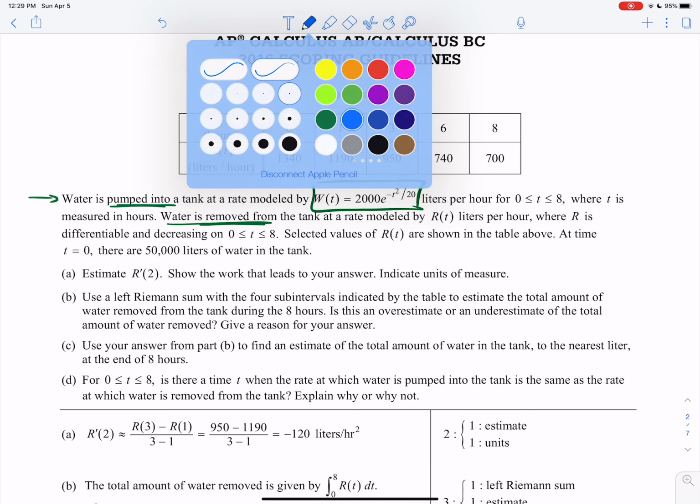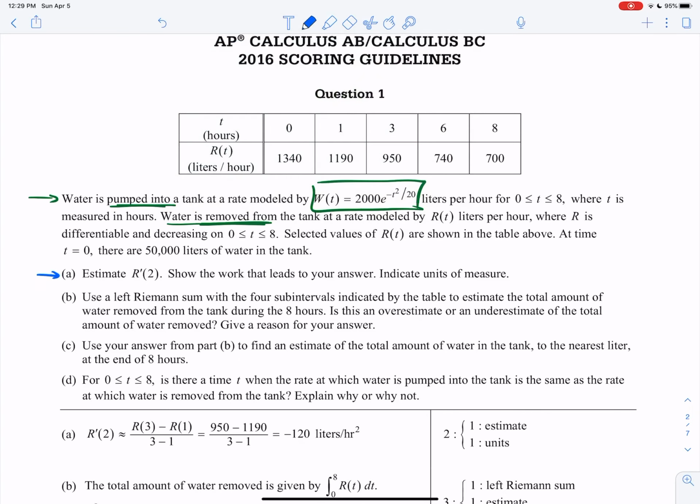Here we go. Estimate R prime of 2. Very easy to do. R prime of 2 is somewhere in between here. So we're going to choose 1, 1190 and 3, 950. Find your slope. You're pretty much done there, okay? 950 minus 1190 over 3 minus 1. Make sure that the order is correct, and you always do y coordinates first, okay?